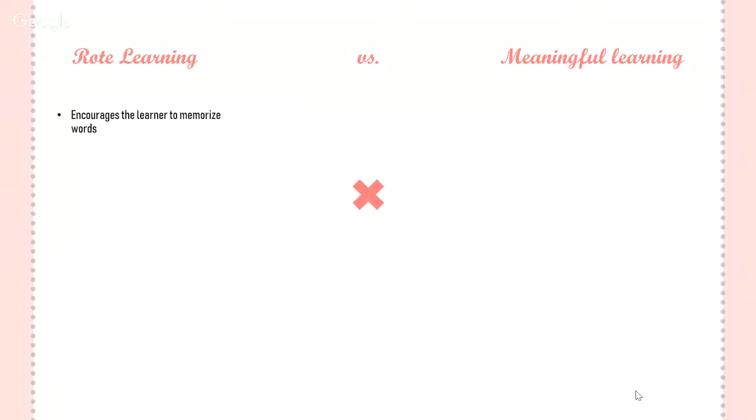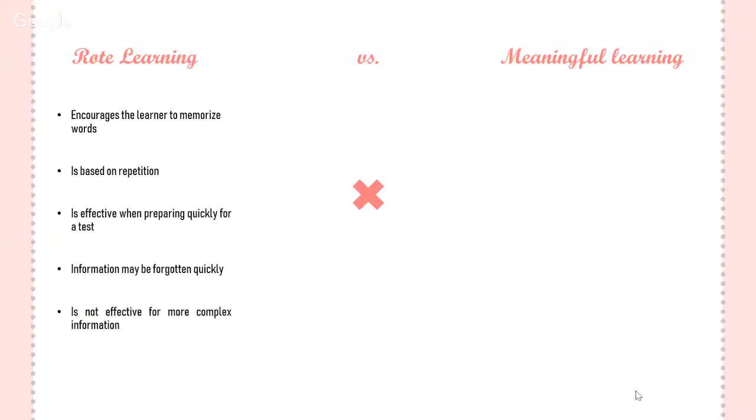The rote learning methodology encourages the learner to memorize words, like I said before. It is based on repetition. It is effective if you are preparing quickly for a test. Who has never done that, right? However, the information may be forgotten quickly as well. Yes, you memorize it quickly, but you also forget it quickly. And it is not effective for more complex information.